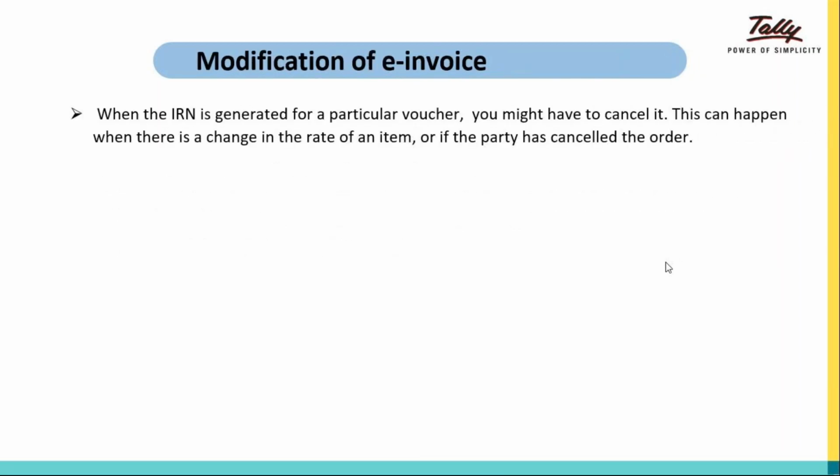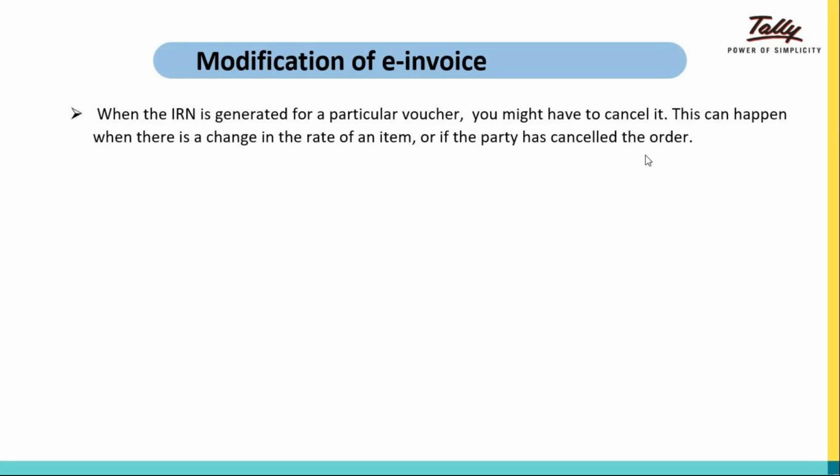Okay, now let us see the modification of e-invoice. So when the IRN is generated for a particular voucher, you might have to cancel it. This can happen when there is a change in the rate of an item or if the party has cancelled the order. So for your B2B or your B2G, you will generate an e-invoice, and suppose you want to make any modification in that, what you have to do is cancel your e-invoice.